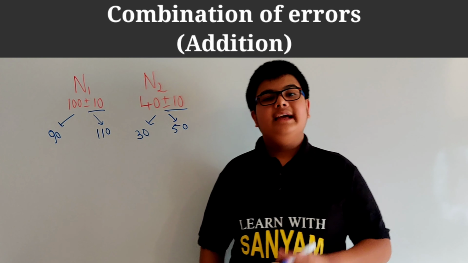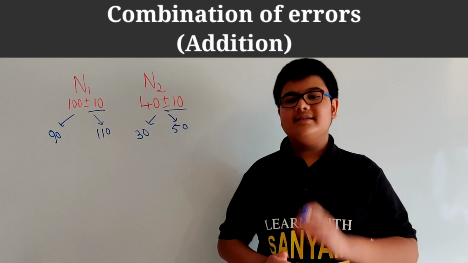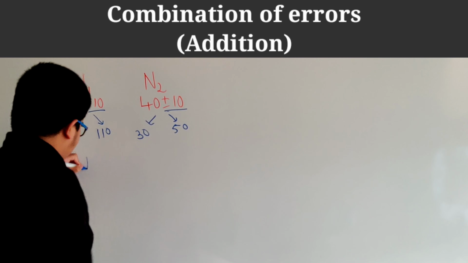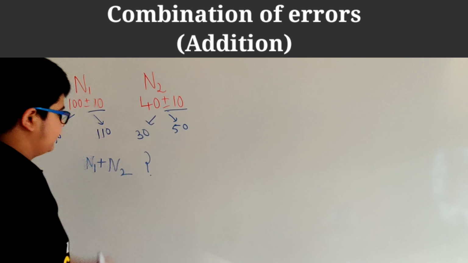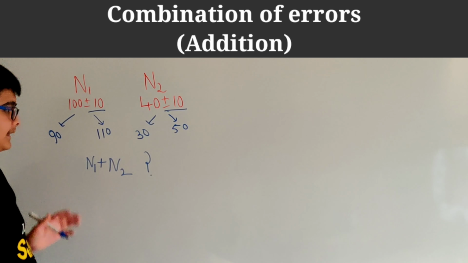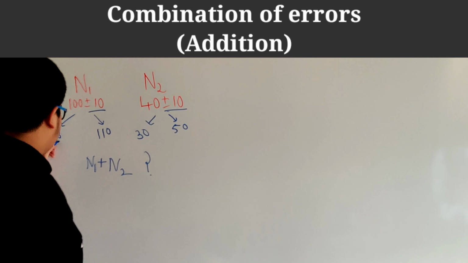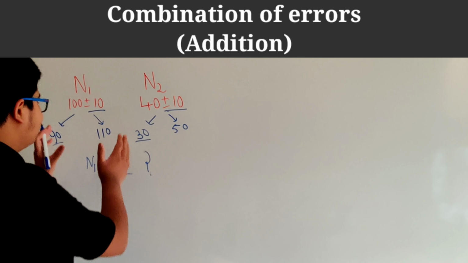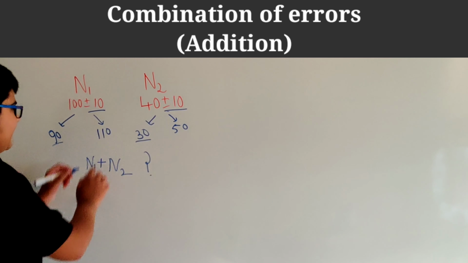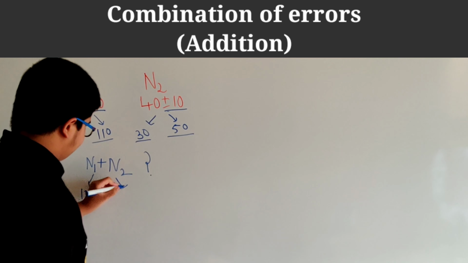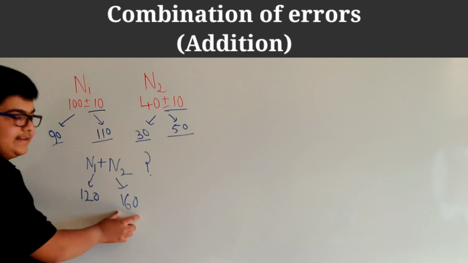Now we have to find out, when we add these numbers, what will be the amount of error in that final result. So on adding n1 and n2, what will be the amount of error? We have to find that. For this, let's take the worst case scenarios. First we will add the lower ends, 90 and 30, and we will get 120. Now if we add the upper ranges, then we will get 160. So this result will be something in between 120 and 160.